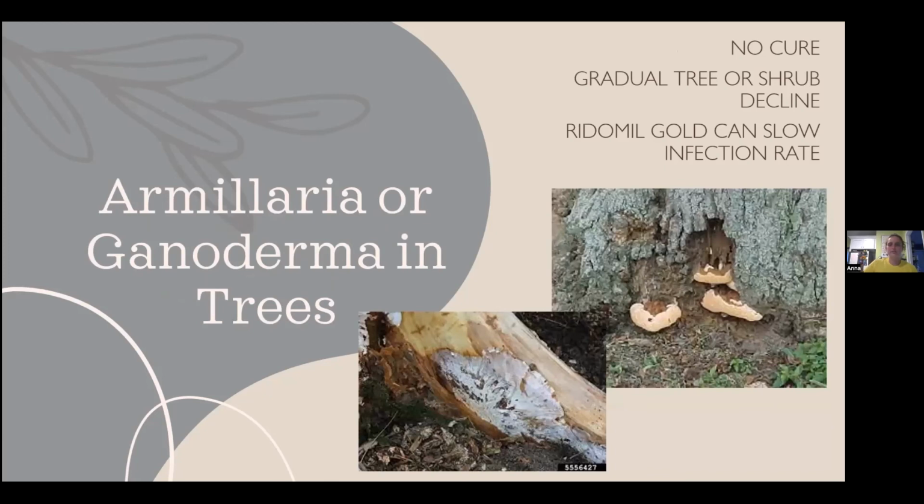Armillaria and Ganoderma in trees, we talked about that too. Ridomil Gold is a pretty common product that's used to slow the rate of infection, but again, it's not a cure. If you have a tree with these symptoms, you might want to call in a consulting arborist to do a structural assessment, make sure the tree is not hollow, make sure it's still sturdy enough to survive storm season. And then maybe get it on some sort of a management schedule nutritionally, maybe with some fungicide products, but it's not a cure.